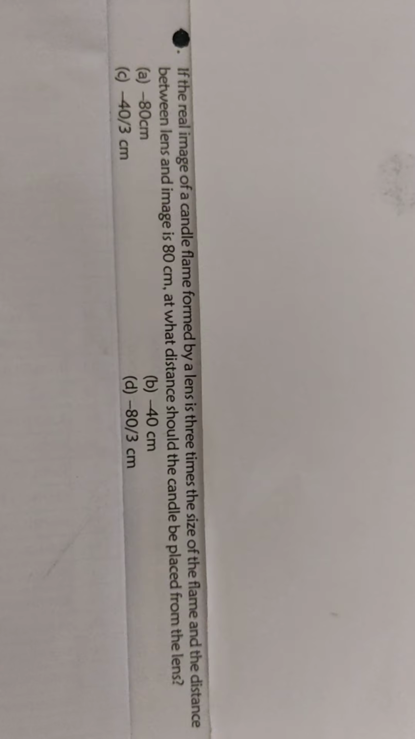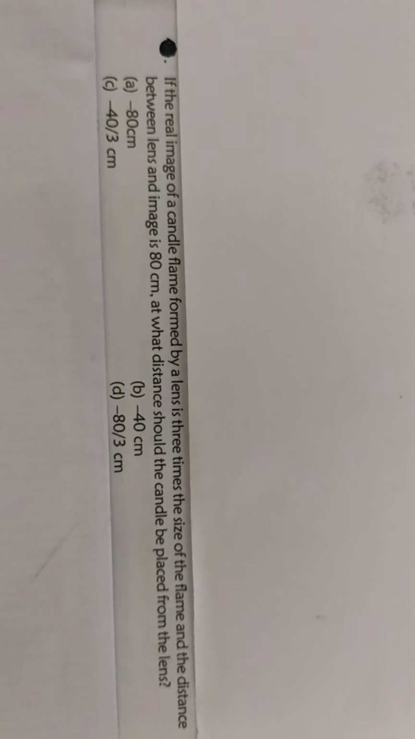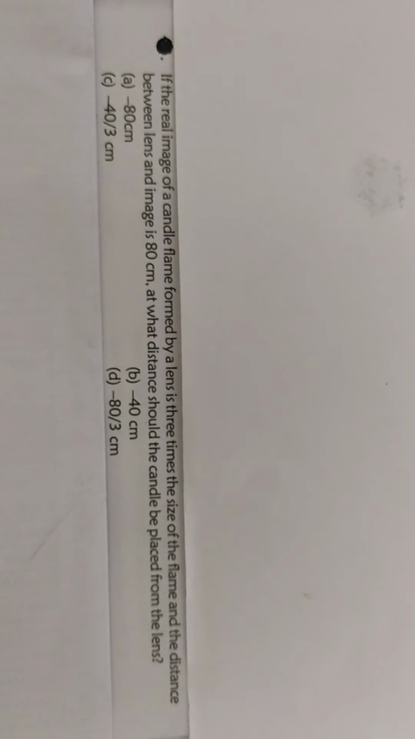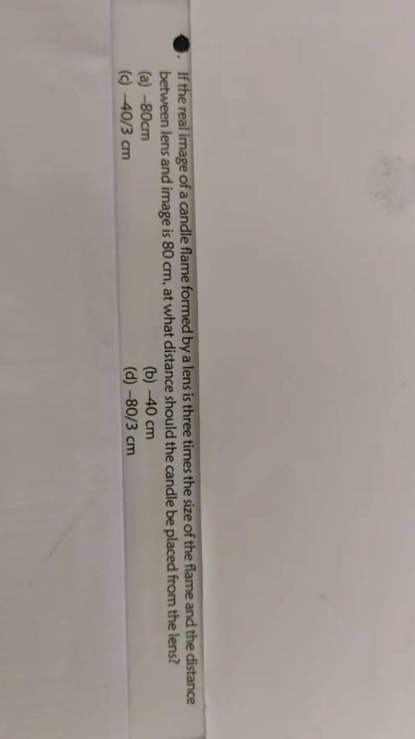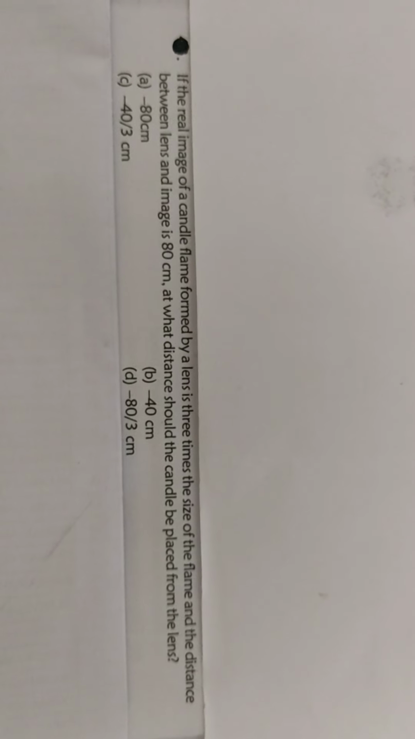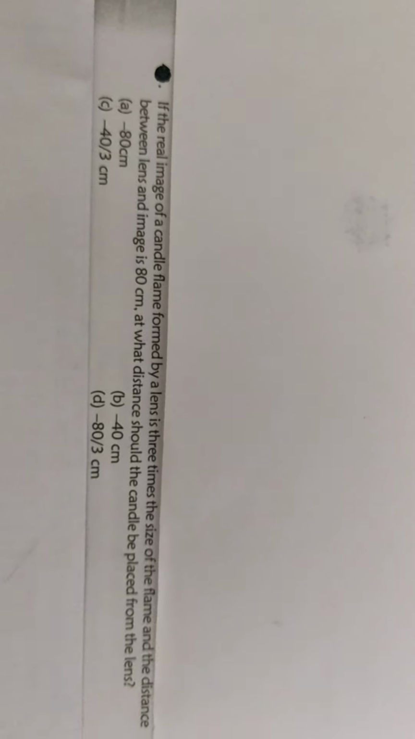The first MCQ for today is, if the real image of a candle flame formed by a lens is 3 times the size of the flame and the distance between lens and image is 80 centimeter, at what distance should the candle be placed from the lens? From the question we know that a real image is formed by the lens. So the lens is a convex lens and the image is 3 times the size of the flame.